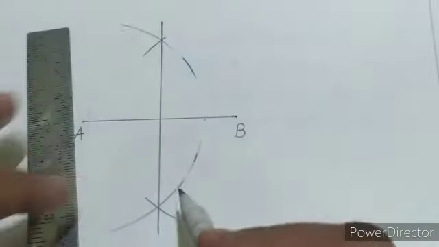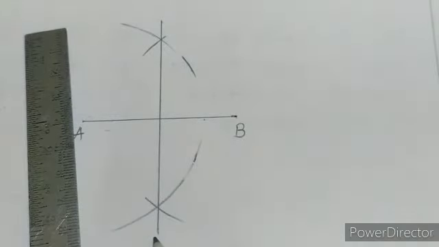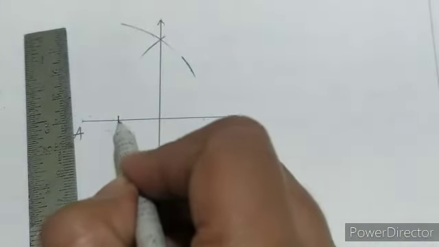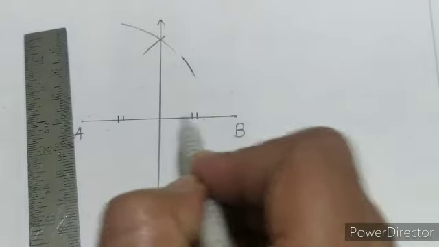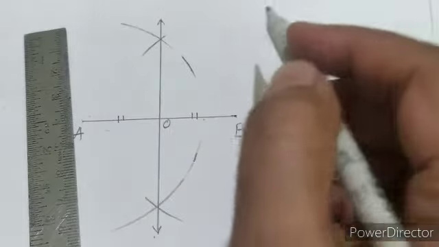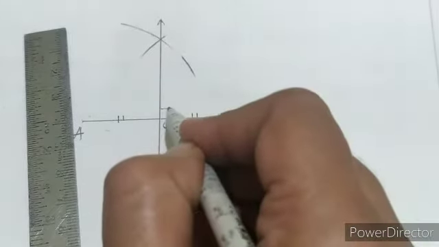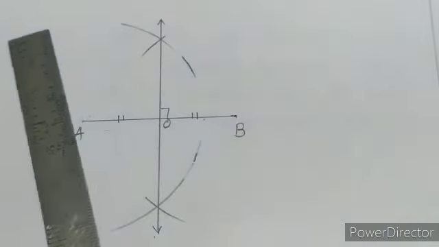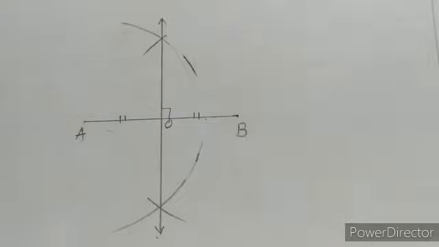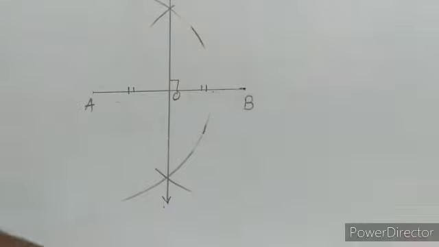This is the perpendicular line to line segment AB. Perpendicular bisector means it is dividing the segment AB at point O into equal halves and making an angle of 90 degrees. So this is your answer. Write down the answer: line PQ is the perpendicular bisector of segment AB.